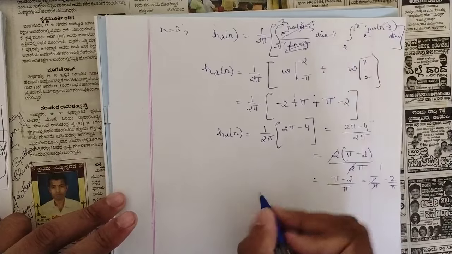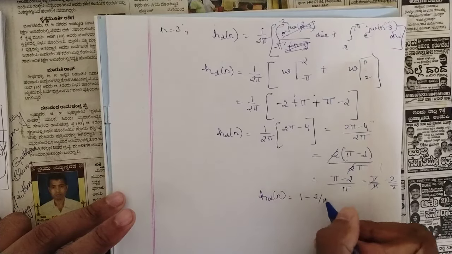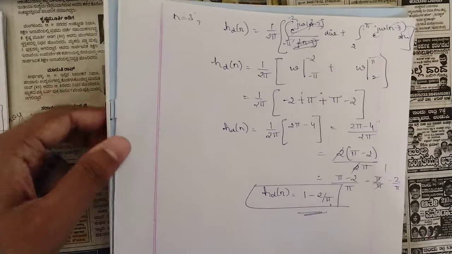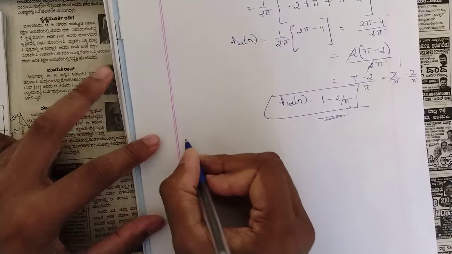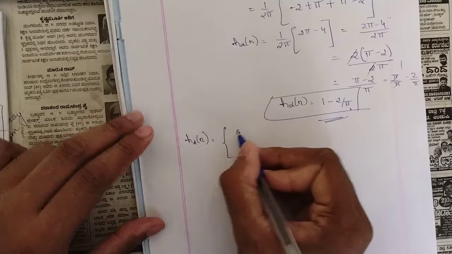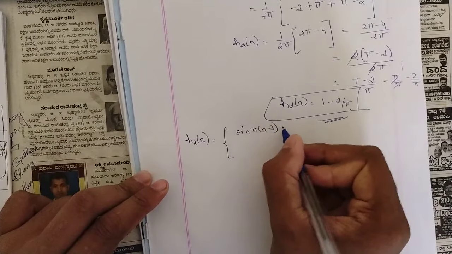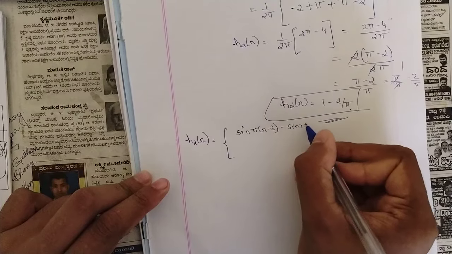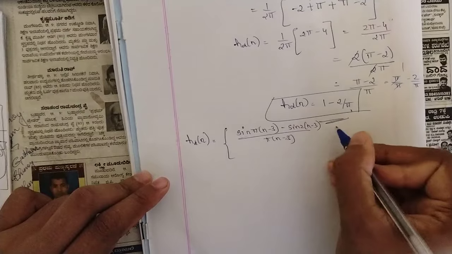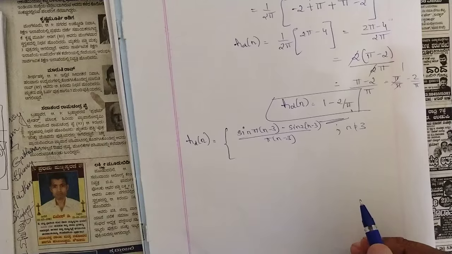π by π is 1. So our final answer of hd[n] that we are getting is equal to 1 minus 2 by π. Okay, so this is the answer of hd[n]. So we have got two answers. One is sin(π(n − 3)) minus sin(2(n − 3)) divided by π(n − 3) for n not equal to 3, and one is 1 minus 2 by π.